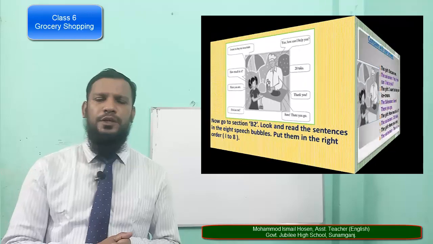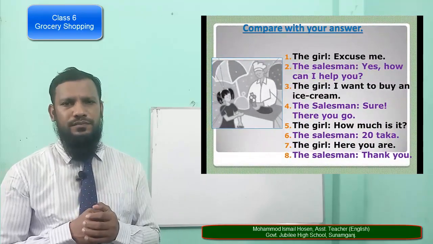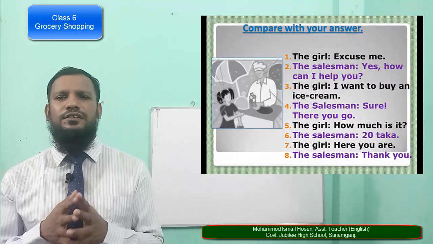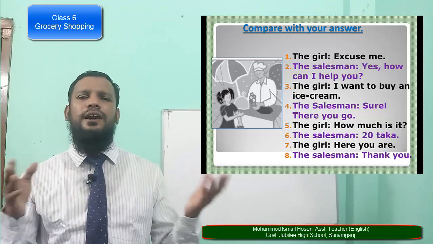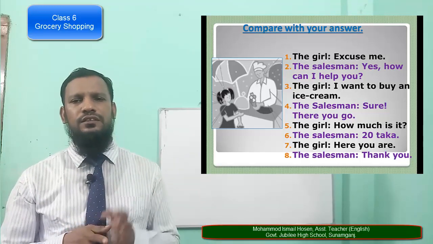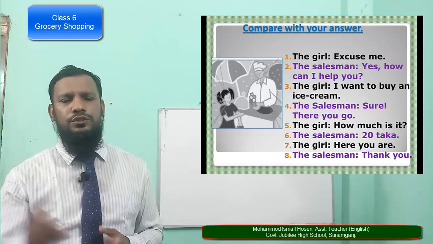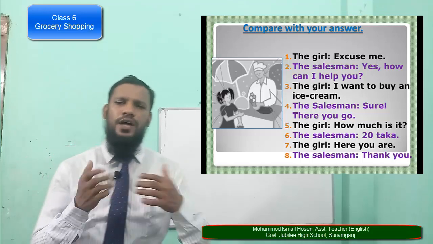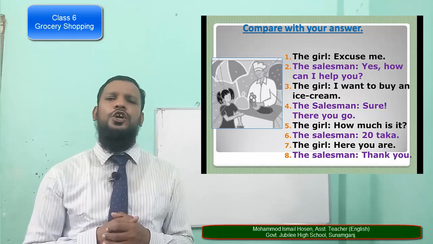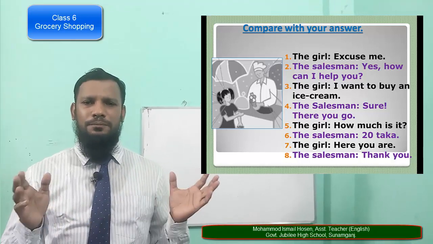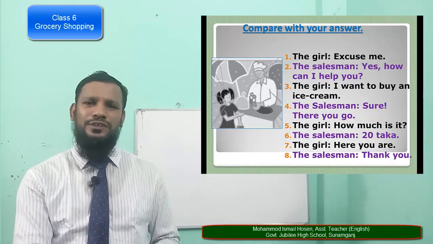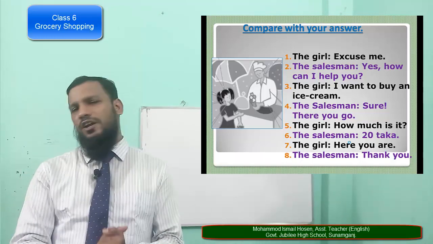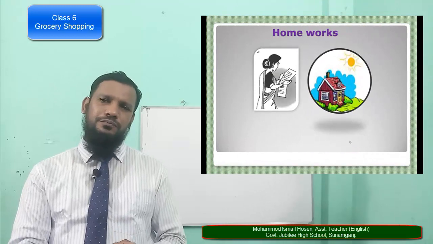The girl: Excuse me. The salesman: Yes, how can I help you? The girl: I want to buy an ice cream. The salesman: Sure. There you go. The girl: How much is it? The salesman: 20 taka. The girl: Here you are. Salesman: Thank you.